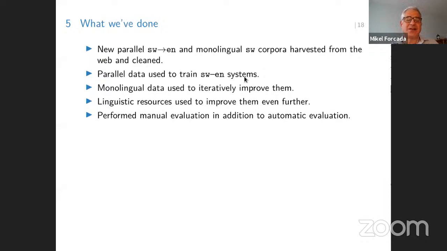So what we've done, just 3 slides to summarize. First, we put together a new parallel Swahili-English corpus and a monolingual Swahili corpus that were harvested from the web and cleaned.